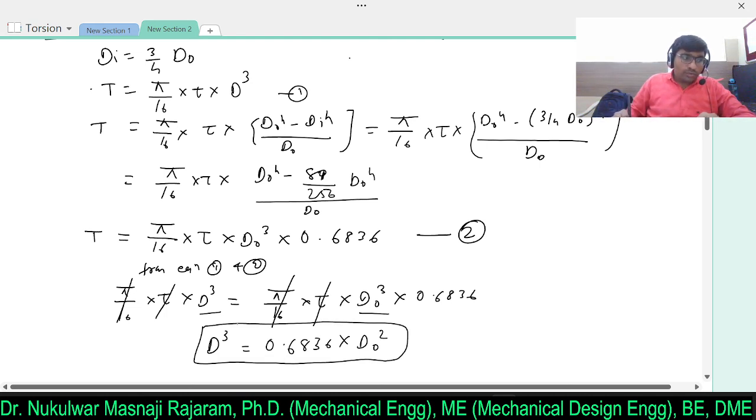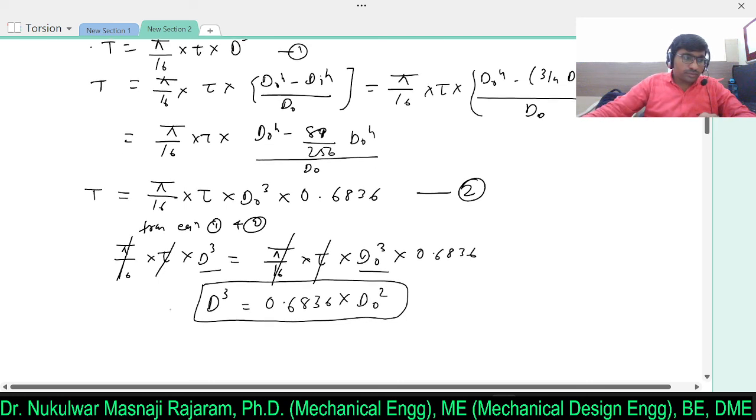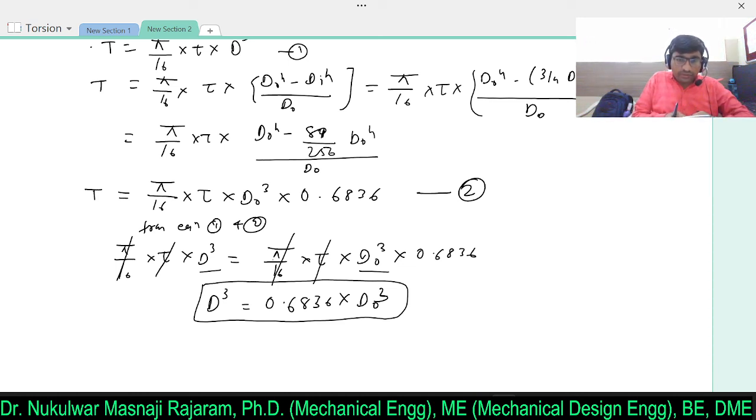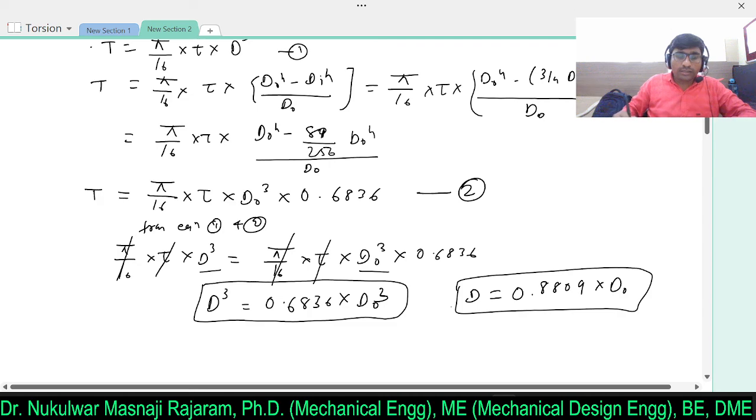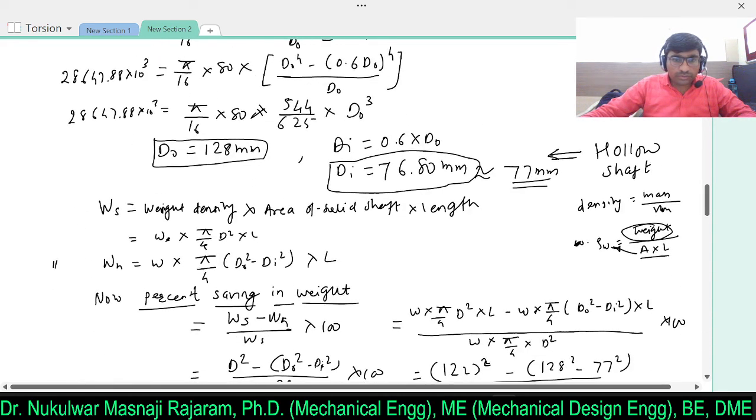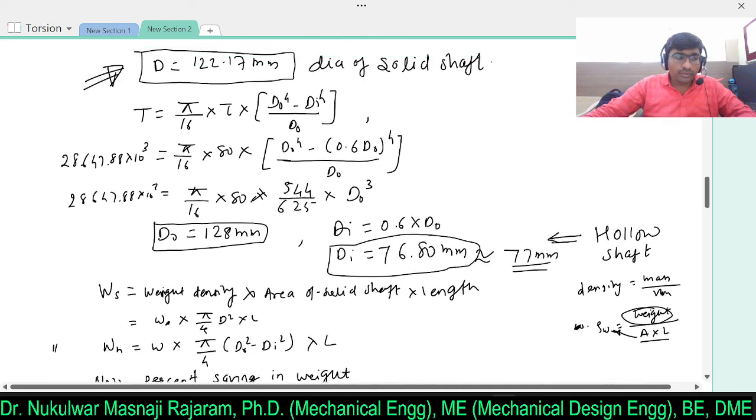Now we need to consider the weight. So this is cube. What we require is to evaluate all this for the weight expression, which we have already seen in the previous numerical. So I will take the cube root of all. If you take the cube root, I will get the expression d equal to 0.8809 into do. As we have seen, the weight equation is weight density into area into length.